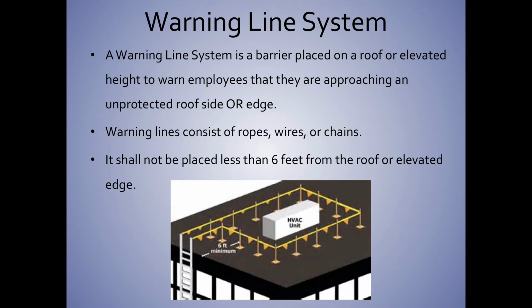Warning lines. A warning line system is a barrier placed on a roof or elevated height to warn employees that they are approaching an unprotected roof side or edge. Warning lines consist of ropes, wires, or chains. It shall not be placed less than 6 feet from the roof or elevated edge.